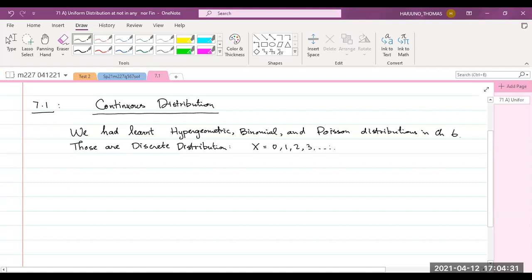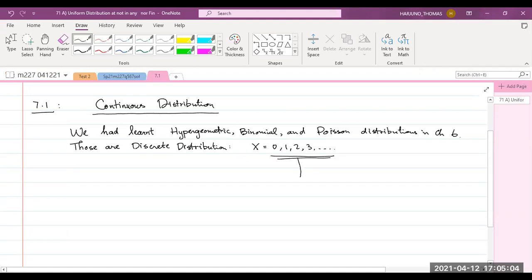But in our hypergeometric distribution, the question was like the probability of no red markers, the probability of one black marker. So the outcomes for the random variable X will be 0 or 1 or 2 or 3 and on. We don't even have 3.5. We don't have 2.7.